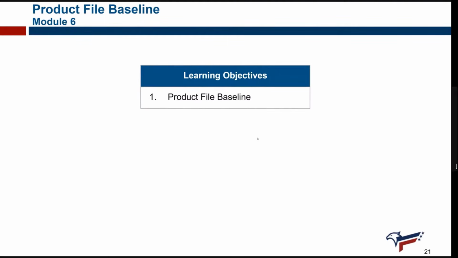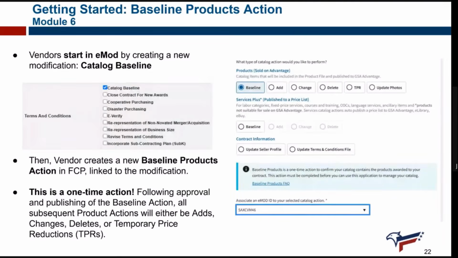All right. Product baseline. For the baseline products action, this is a one-time action that establishes the vendor's product catalog in FCP. After this step, vendors will be able to submit an add, change, delete, or temporary price reduction for your catalog. Okay. This is just to establish your catalog. The baseline is just to establish it. Every action afterward can be done to add, change, or delete off your catalog.